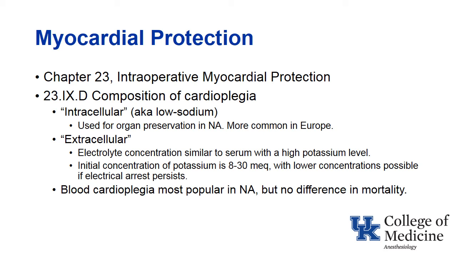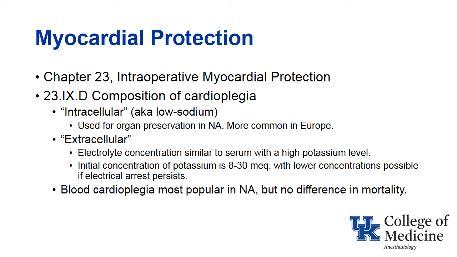Nonetheless, there are different kinds of cardioplegia, and one kind which is called intracellular, which mimics the intracellular electrolyte composition, and therefore is a low sodium cardioplegia, is primarily used for organ preservation in North America. However, intracellular electrolyte composition is more common in Europe.